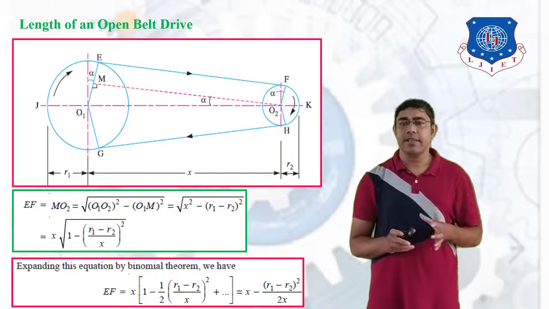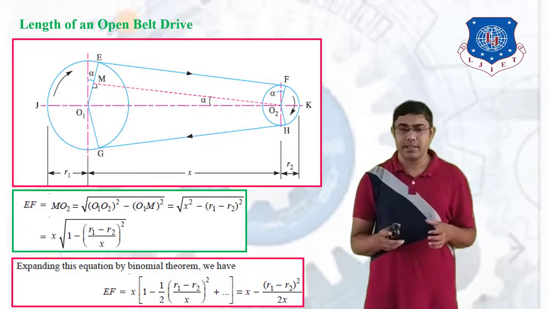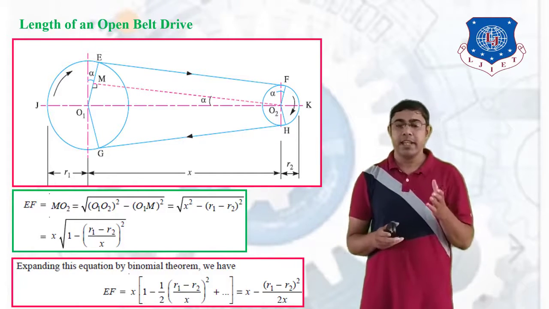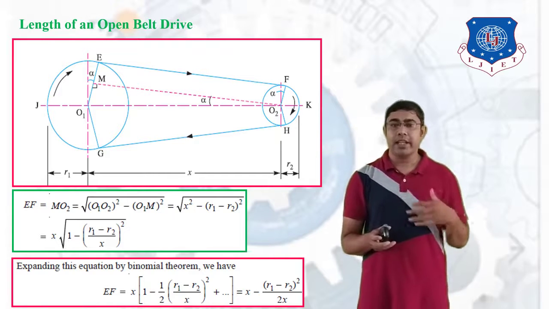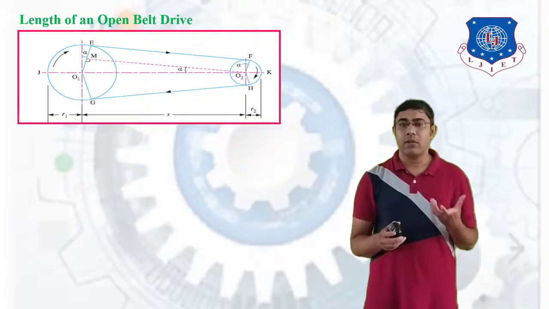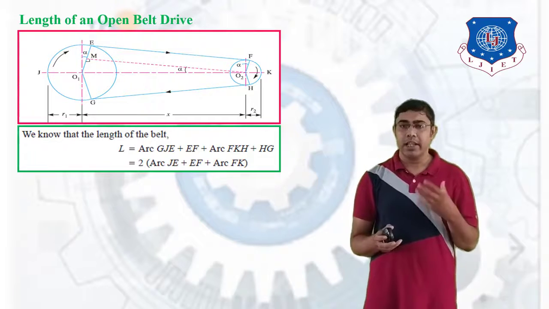So this is the equation of EF. Here we consider only two terms in the expansion series. Now we have all the values of arc JE, arc FK, and distance EF, so we can derive the equation for the length of belt. Now we just have to place all these values in our equation.